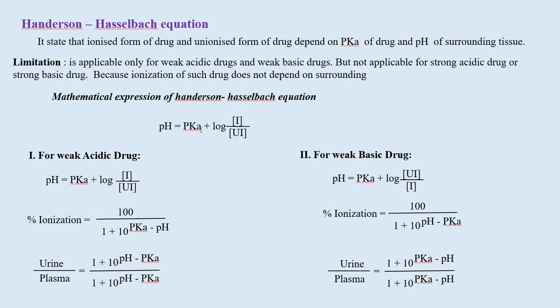This is the mathematical expression for the Henderson-Hasselbalch equation: pH is equal to pKa plus log of I over Ui, where I is nothing but the ionized form of the drug, and Ui is nothing but the unionized form of the drug. From that mathematical expression, there are different equations for weak acidic drug and for weak basic drug.